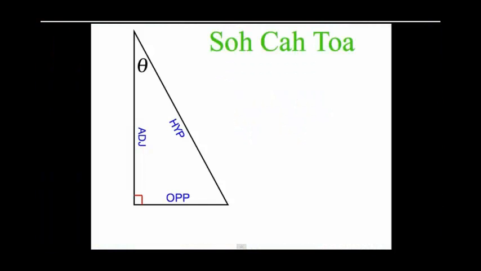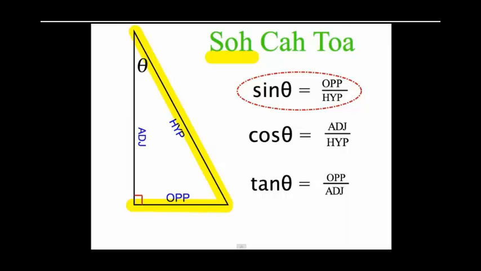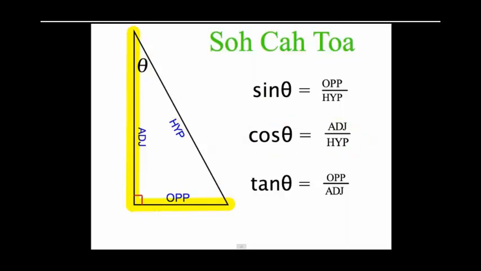SOH CAH TOA helps you to study, so you know when to use each one. If you got the O and HYP, then sine is the way to go. Let's say now you got the HYP and the ADJ, then cosine's the way, yes, yes, y'all. But there's one more. You got the legs? That makes it tan. Getting tricky with it.